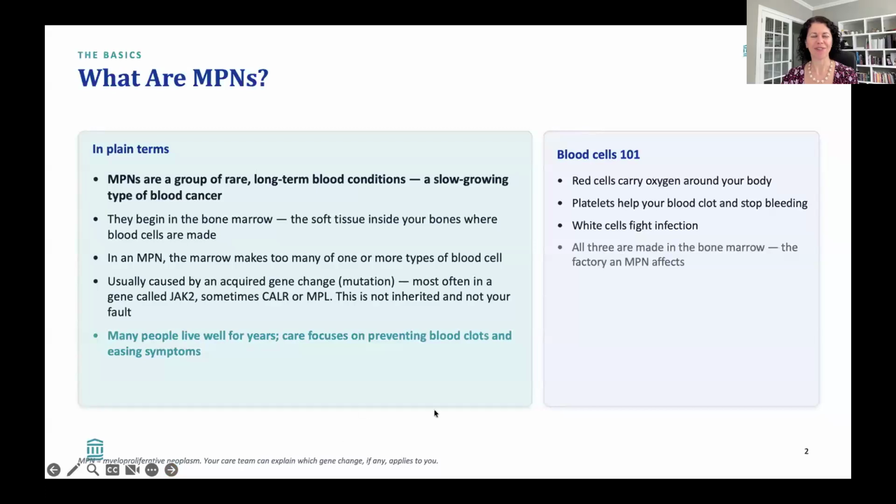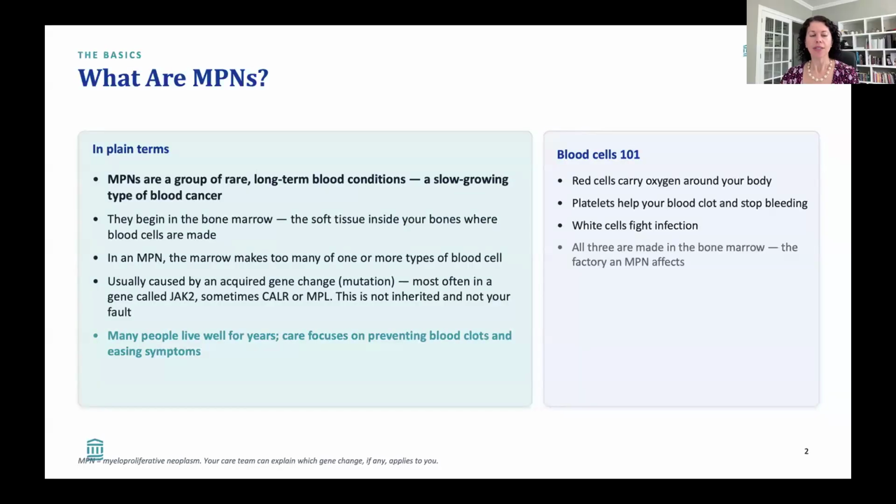So for this audience, I'm not going to spend a lot of time reviewing this, but when we're talking about MPNs, we're talking about this group of blood conditions called myeloproliferative neoplasms. And the reason we're talking about bone marrow biopsies is because these conditions originate in the bone marrow. The bone marrow is the factory that makes the blood. And we get a lot of information about what's going on in the blood by looking at the bone marrow itself. And we can, unfortunately, for now, only do that by doing a bone marrow biopsy.